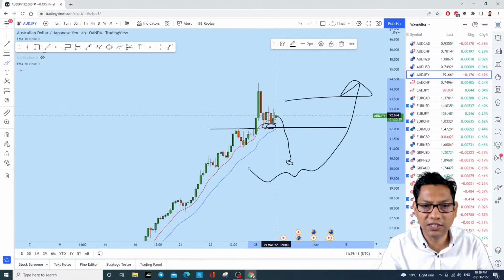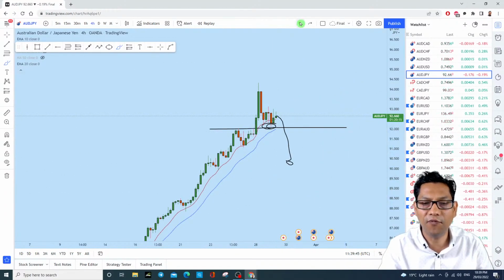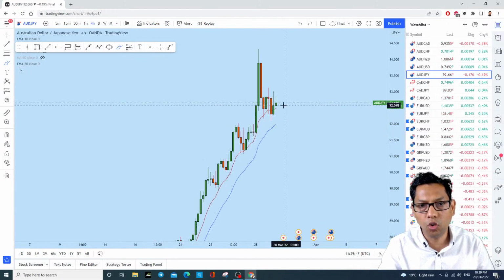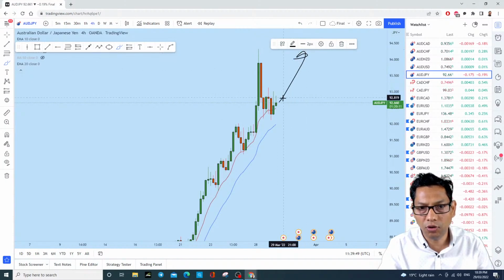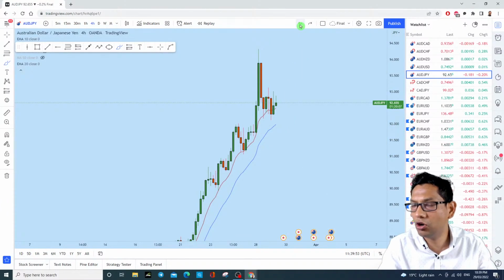But I can't say that this is a full trend reversal until we see further confirmation. For now, it may not go up from here. I think it will go down first. Okay, Aussie yen, that is the situation on the Aussie yen.